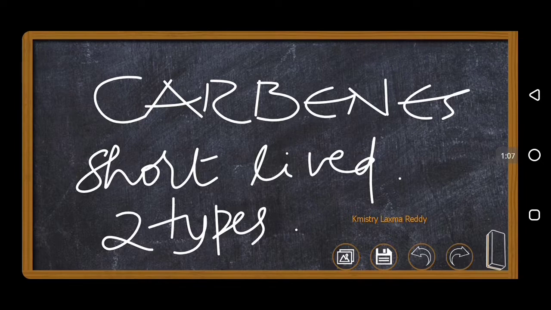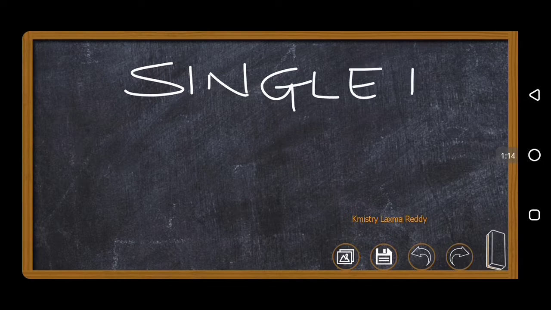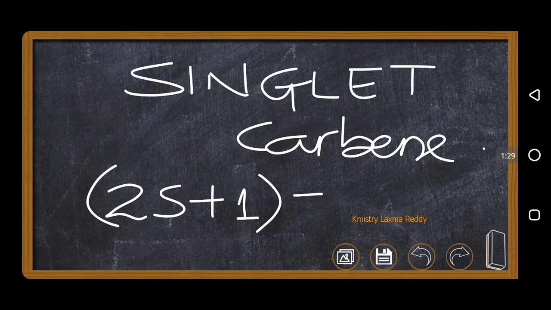These are important for you. The first one, we'll discuss, is singlet carbene. Singlet carbene meaning is very simple. When you take the 2s plus 1 value, this is called spin multiplicity. This 2s plus 1 value is equal to 1. When this equals 1, this is called singlet carbene. How is it equal to 1?